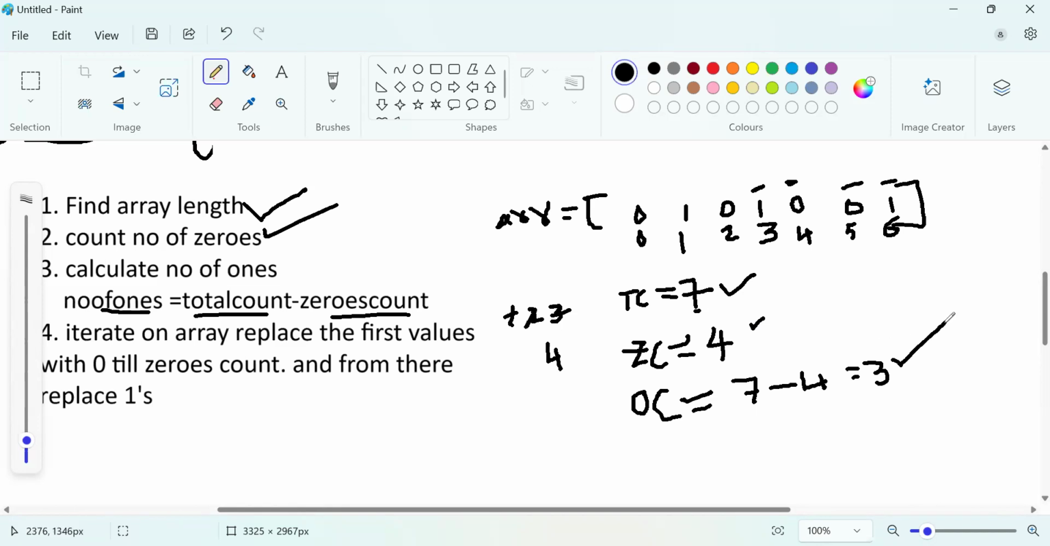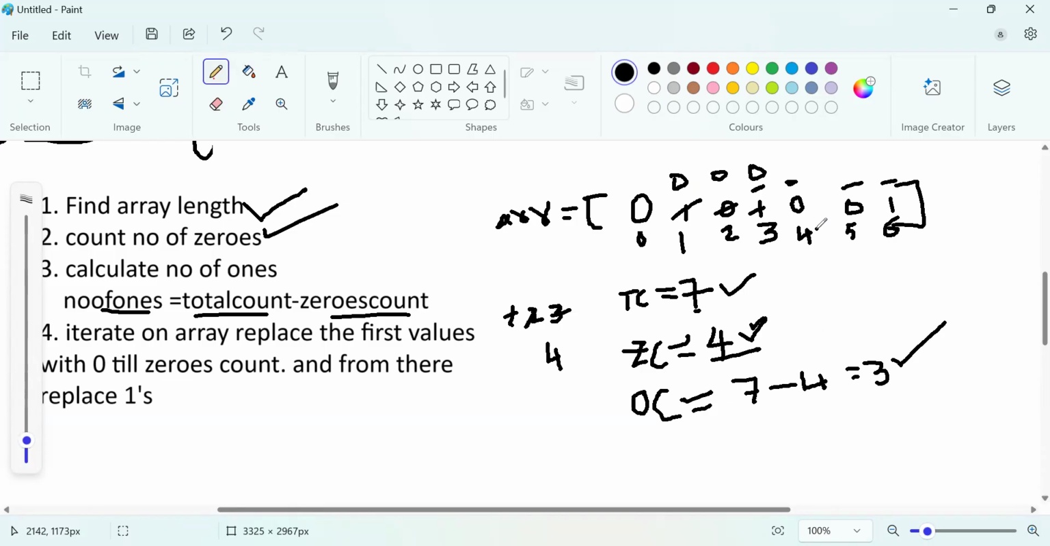Now, what is the next step? Iterate on the array and replace the first values with 0 till zeros count. There are 4 zeros, so the first 4 values will become 0. The first value will be replaced with 0, the second also, the third also, the fourth also. I have replaced the first 4 values.